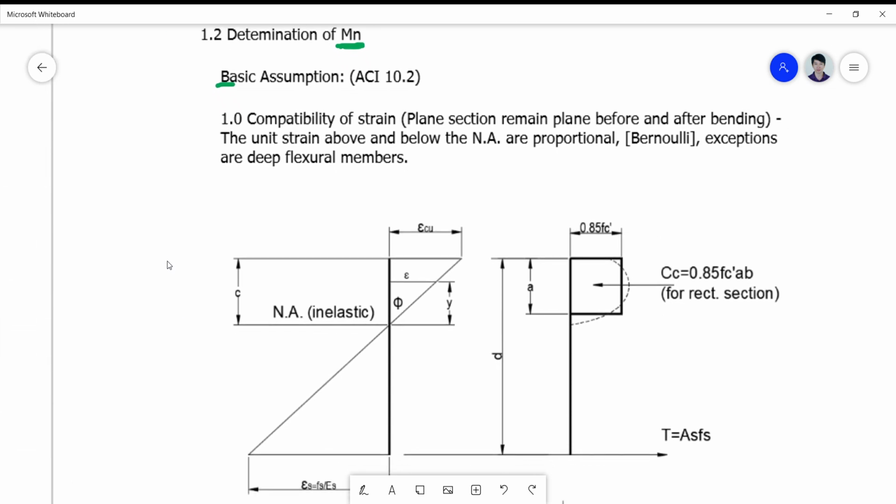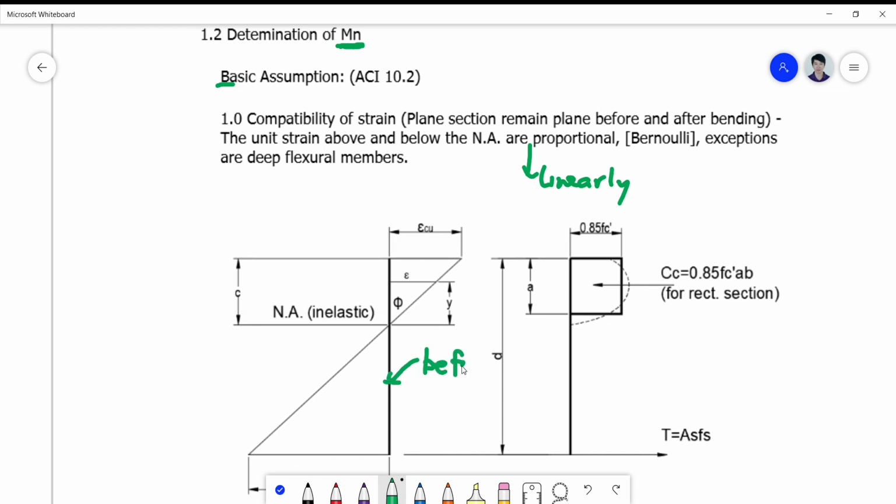So when you say compatibility of strain, we are referring to this phrase: plane sections remain plane before and after bending. That is simplified in terms of describing that the unit strain above and below the neutral axis are simply proportional. In fact, it's linearly proportional. This is a straight line, this is plane, this is before bending, and this is after bending.